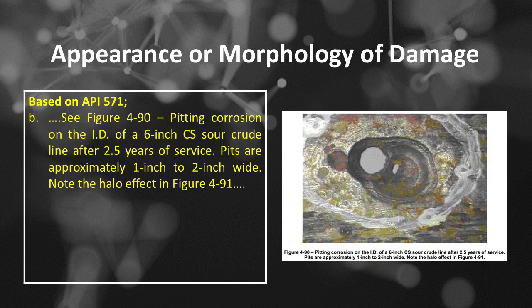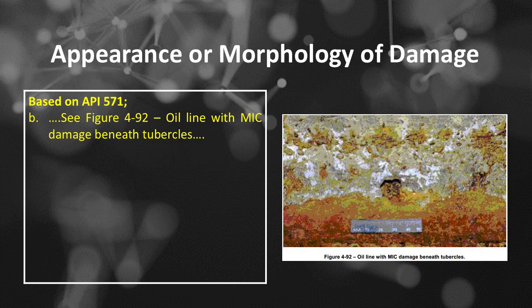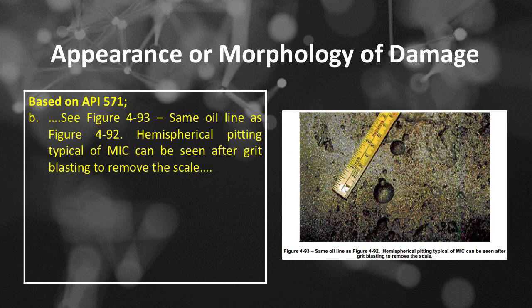See Figure 490, pitting corrosion on the ID of a 6-inch CS sour crude line after 2.5 years of service. Pits are approximately 1 inch to 2 inch wide. Note the halo effect in Figure 491. See Figure 491, same pipe as Figure 490. Note the halo effect. See Figure 492, oil line with MIC damage beneath tubercles. See Figure 493, same oil line as Figure 492.